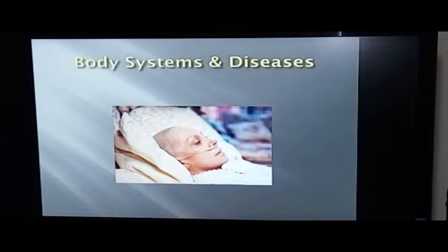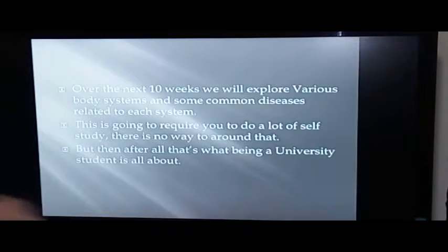We may not cover all the body systems, and we're certainly not going to cover all the diseases, but we will have the opportunity to look at some of the major systems and some major diseases in both ordinary English and medical English. So over the next 10 weeks we're going to explore various body systems and some of the common diseases related to each of those systems.